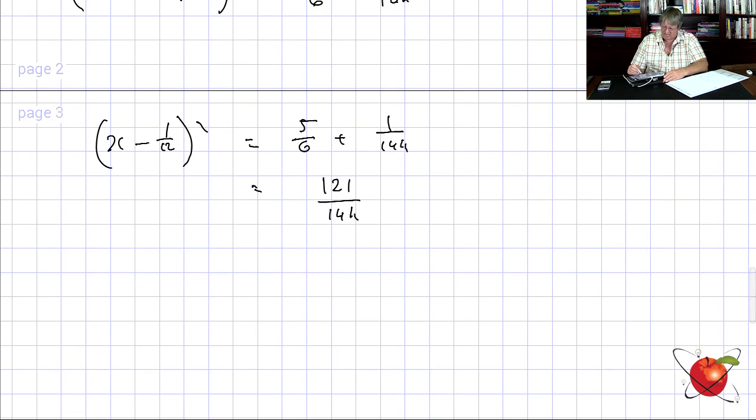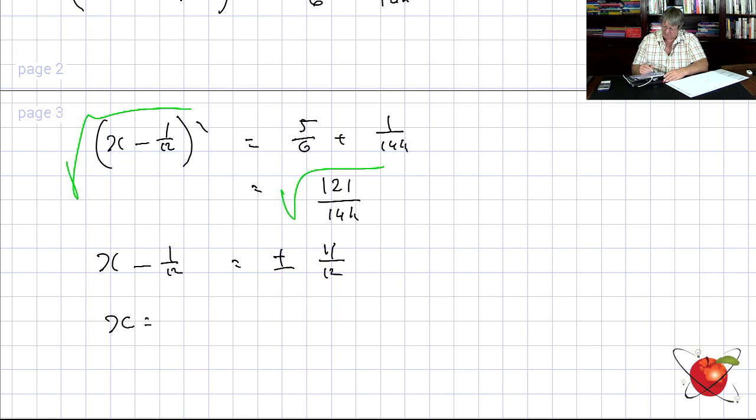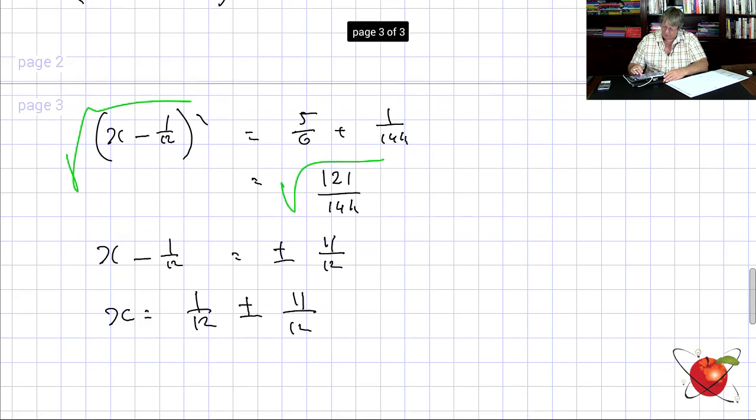What do I do next? I take the square root of both sides, right? Square root of both sides, don't we? That leaves us with x minus 1/12 is equal to plus or minus 11/12. Therefore, x is going to be equal to, take it to the other side, 1 over 12 plus or minus 11 over 12. Now, therefore, I've got two roots.